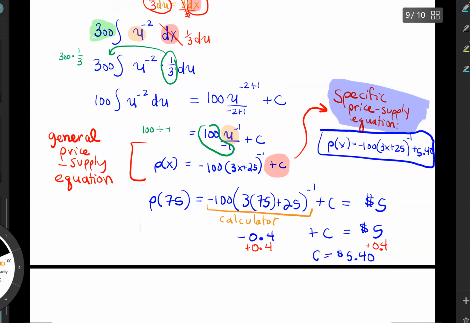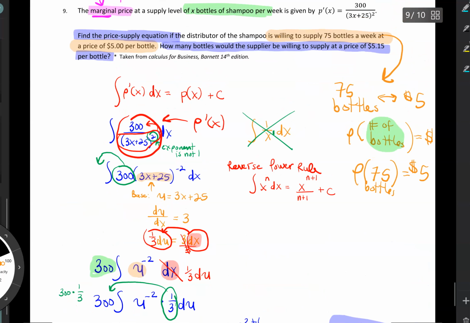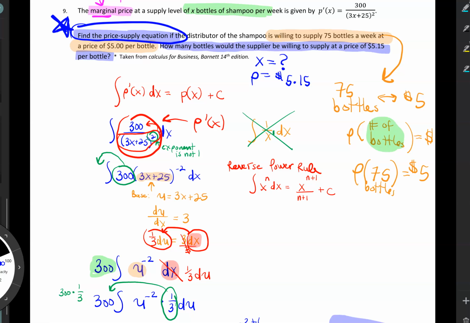Now we got to use that to find what? I already forgot. Let me come back up here. So basically we just did this right here, find the price supply equation. So now we're being asked how many bottles, so we're looking for X, the number of bottles, are they willing to supply at a price of $5.15? So what would I have to plug in to get a price of $5.15 out? That's what this is asking.